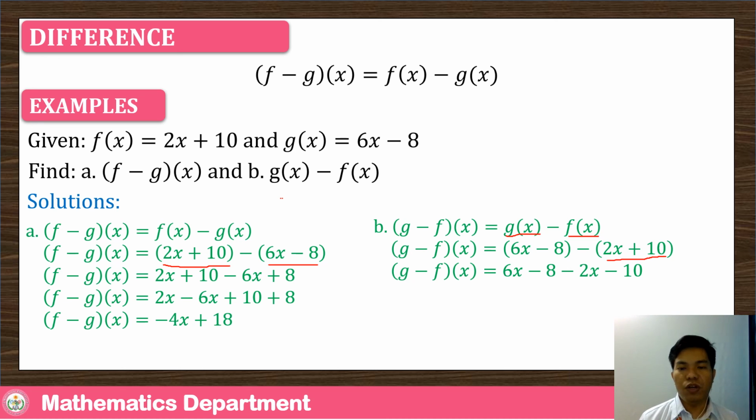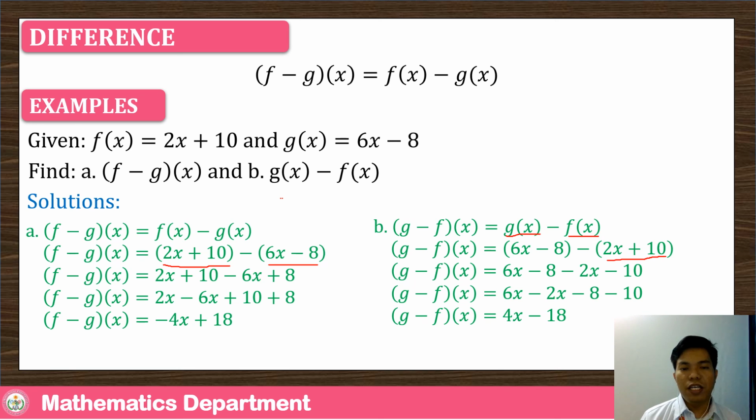And then from there, we combine like terms. So, ang like terms natin dito ay yung 6x at saka yung 2x. And then yung 8 naman at saka yung 10 yung ating pagsasamahin. So, as a result, 6x minus 2x is equal to 4x, and negative 8 minus 10 is equal to negative 18. So, therefore, g of x minus f of x is equal to 4x minus 18.